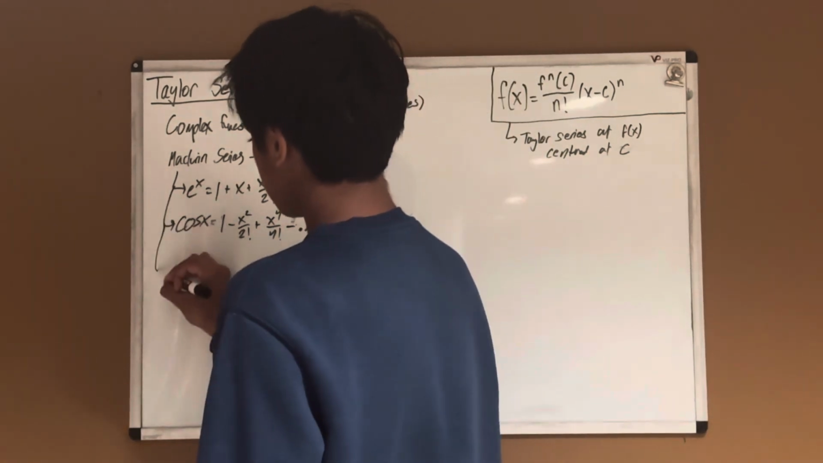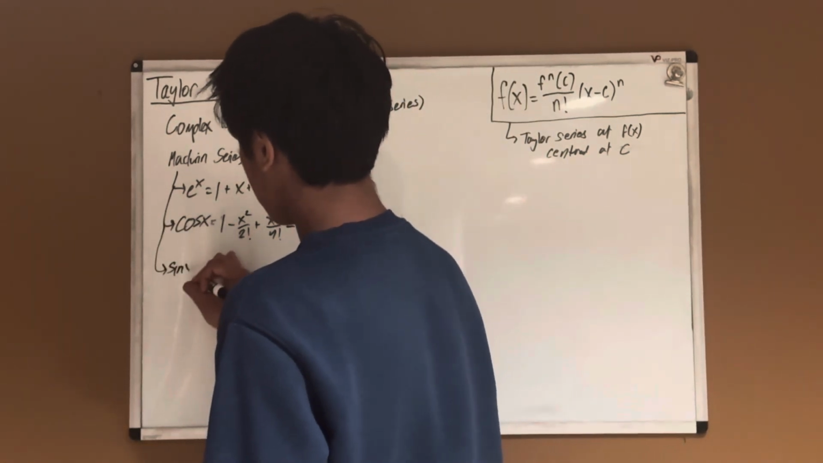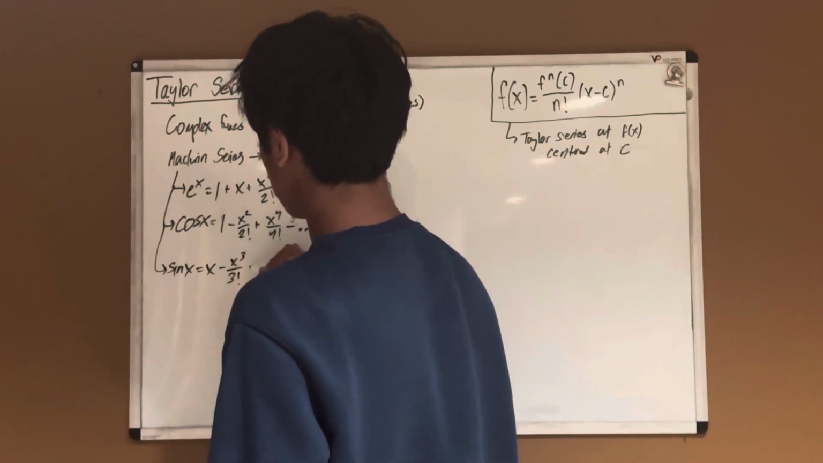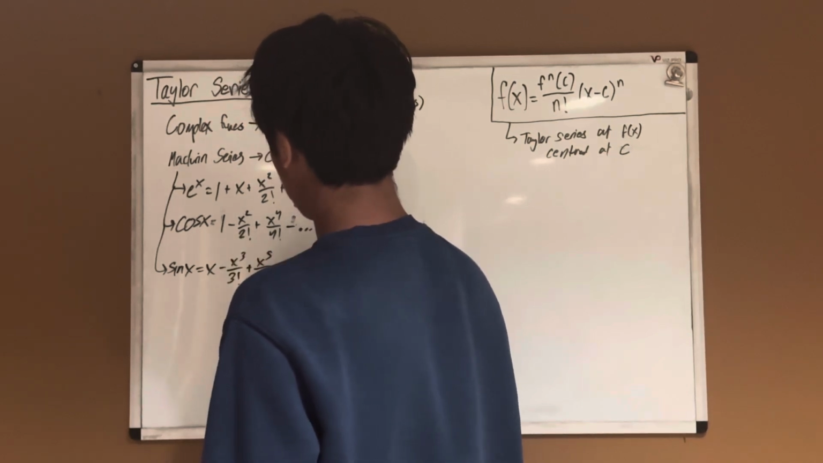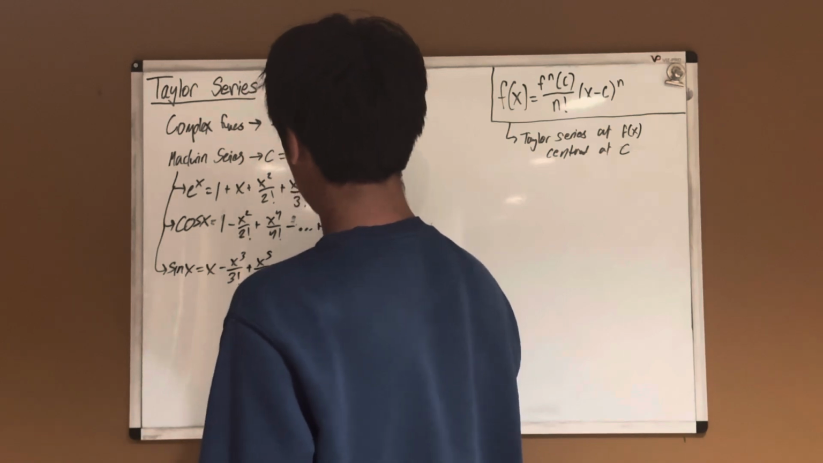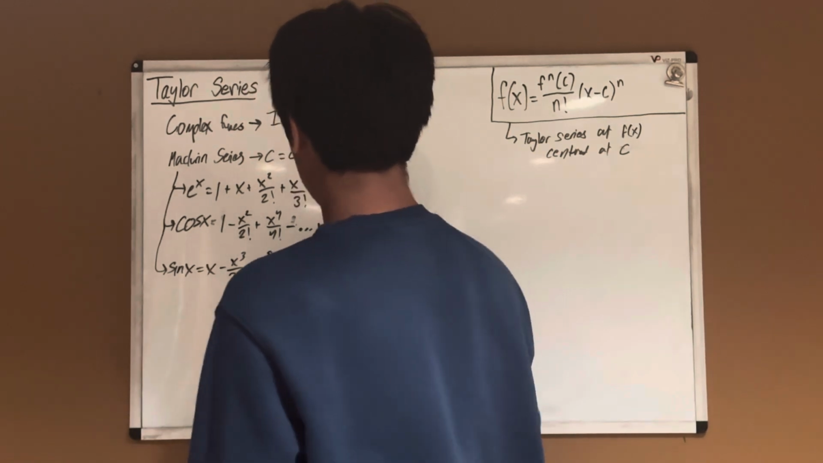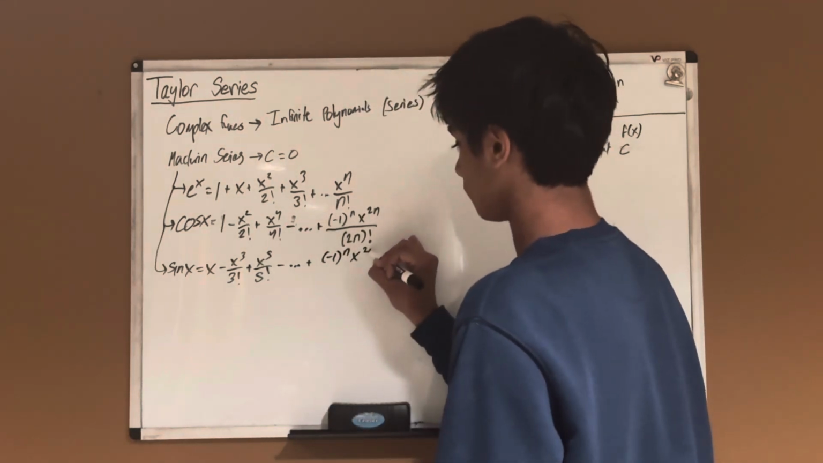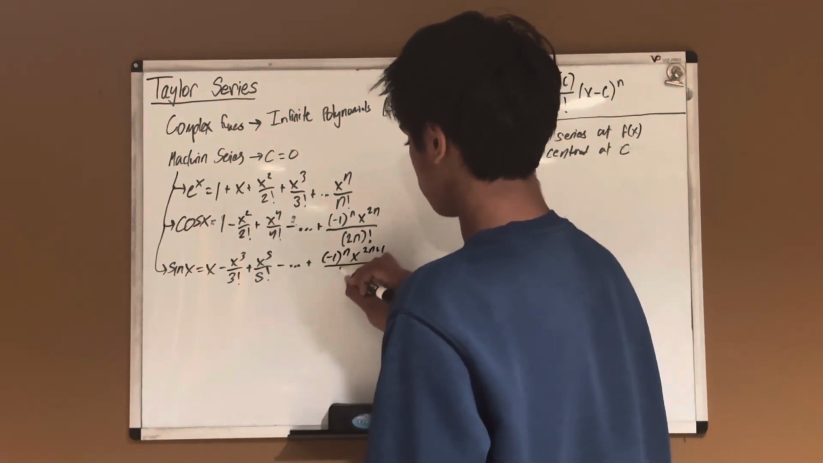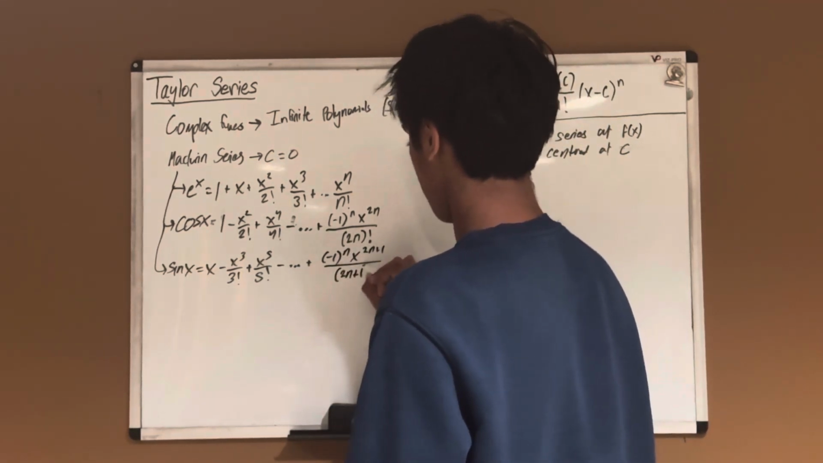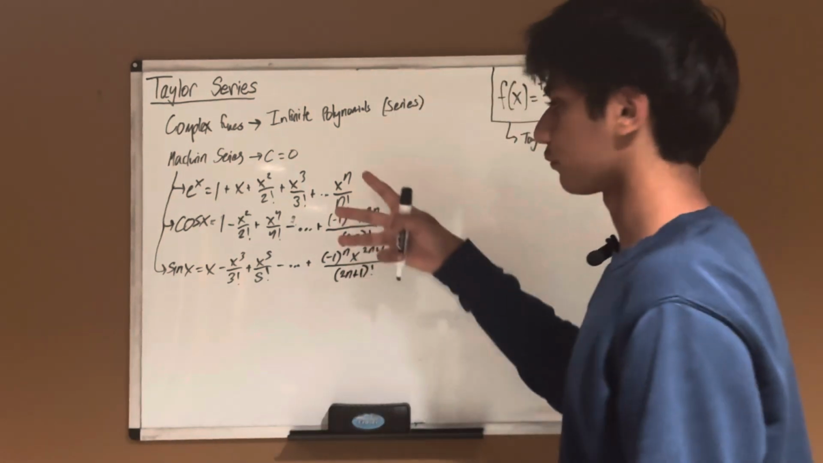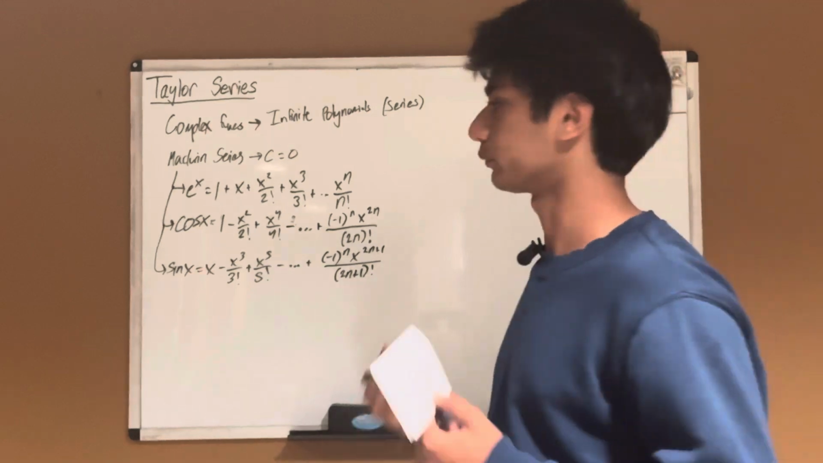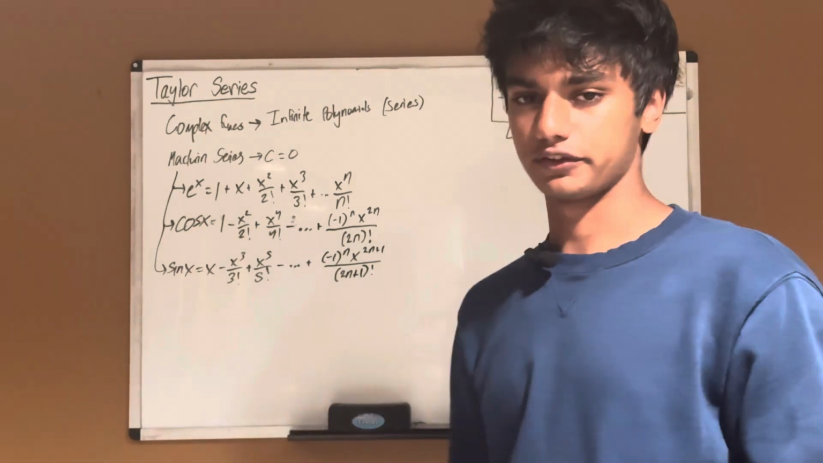And sine of x is x minus x cubed over 3 factorial plus x to the 5 over 5 factorial minus, and this goes on until negative 1 to the power of n times x to the power of 2n plus 1 over 2n plus 1 factorial. So those are the three Maclaurin series that you need to memorize because they're helpful on multiple choice sections or on the FRQ at the exam.